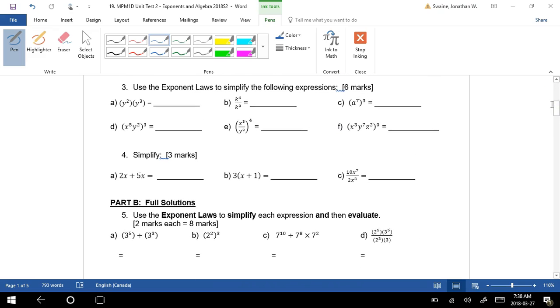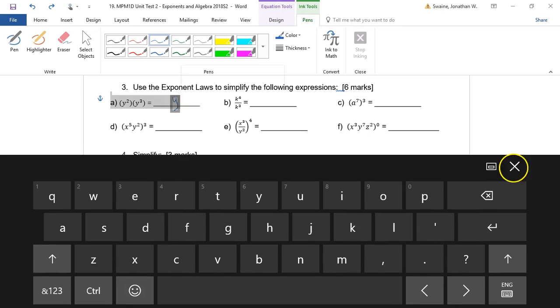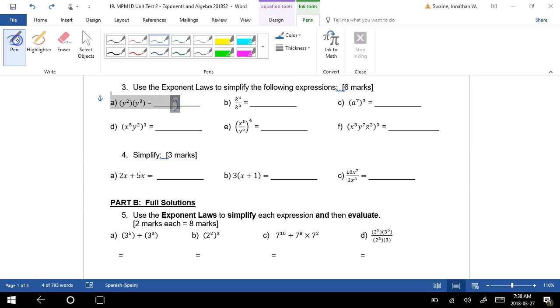Next up, exponent laws. So when I have the same base, I add, and so y to the 2 times y to the 3 is y to the power of 5. What's going on here? Still getting used to this machine, one sec. Y to the 5. Okay, I'm not sure why it's highlighting like that.